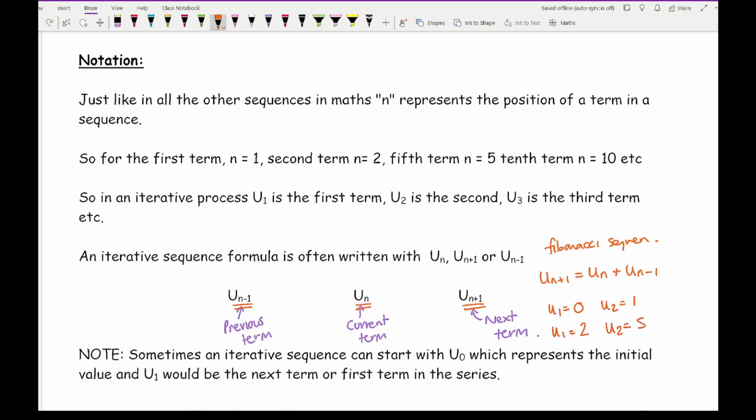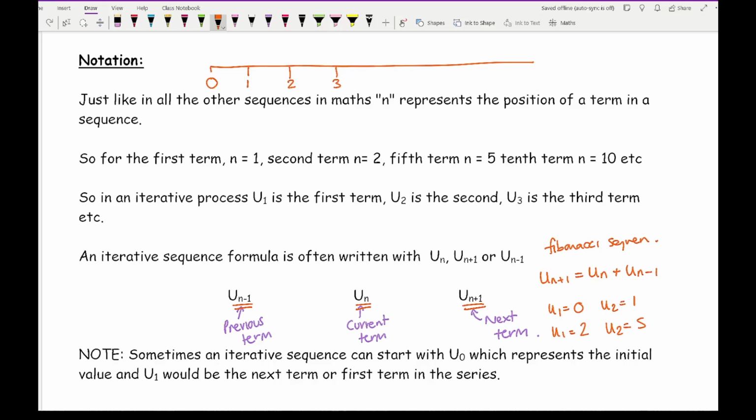Now, it's worth noting that sometimes in an iterative sequence, you can start with u0, which represents the initial value, and u1 being the next term. So, for example, if I look at a number bar, and I write down what number comes at the start of that bar, we may say it's 1, but we also may say it's 0. So then it starts at 0, but then the next term would be 1, next term would be 2, next term would be 3.